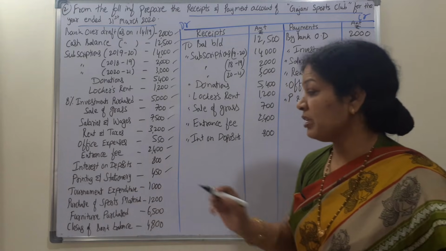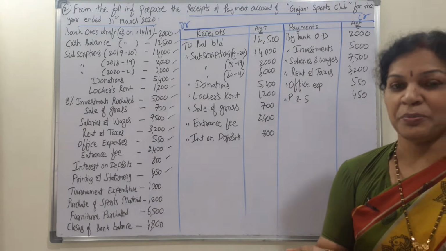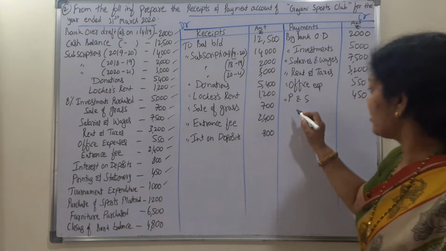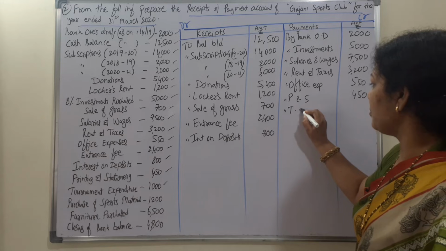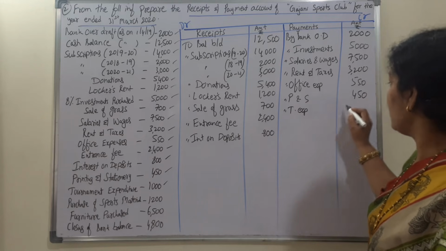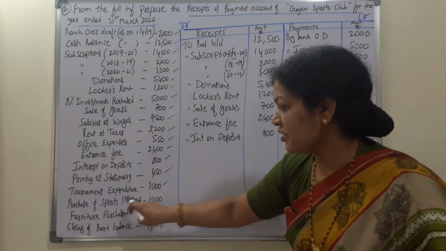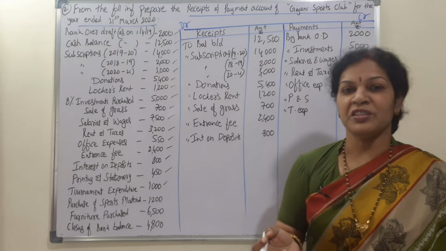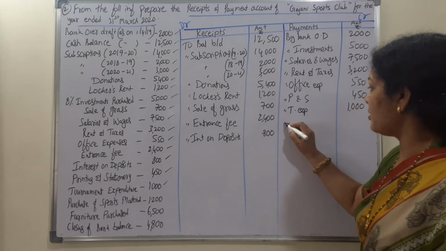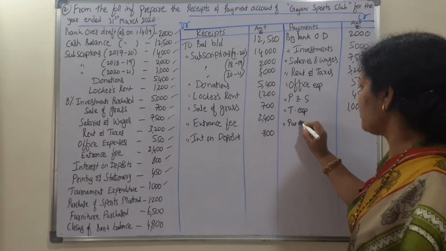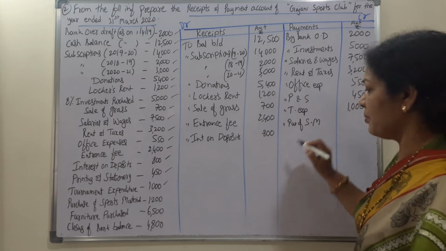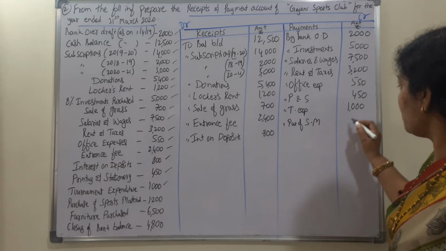Next, tournament expenditure, it's a payment. So on the credit side we will write tournament expenditure, 1,000. Next, purchase of sports material. When we are purchasing, it's a payment. So credit side, purchase of sports material, SM, 1,200.